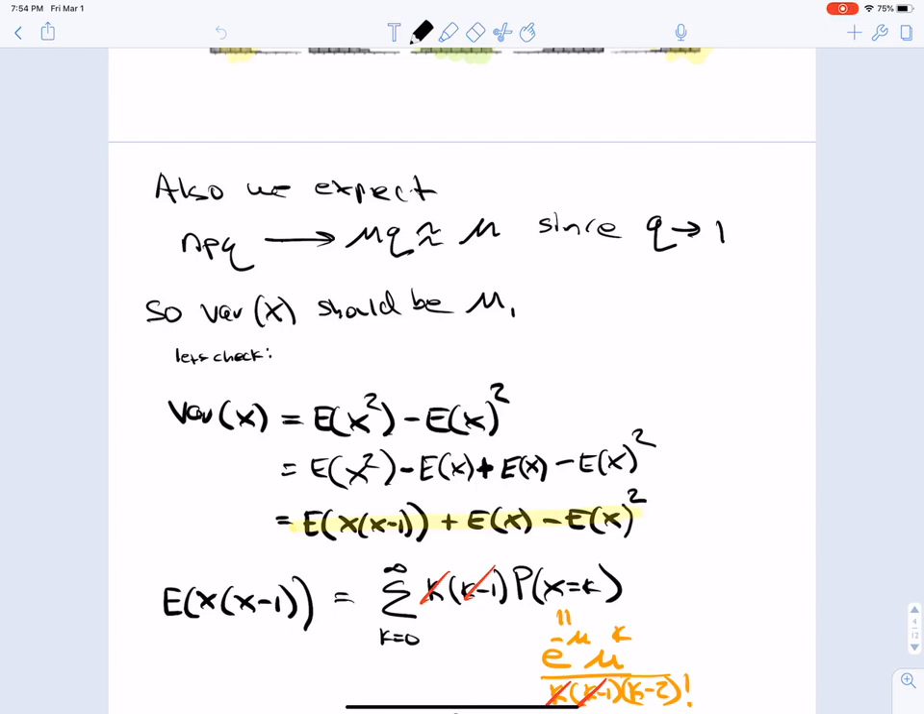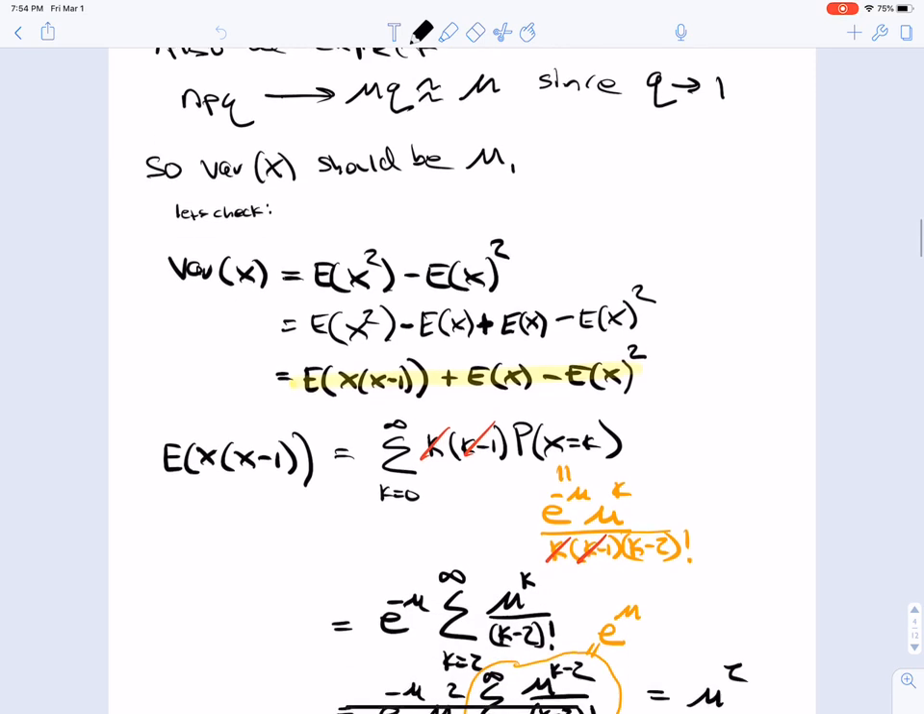We'd also expect the variance to be mu, since the variance of a binomial, npq, converges to mu q, which is approximately mu, since as p goes to 0, q goes to 1. So the variance of X should be mu.